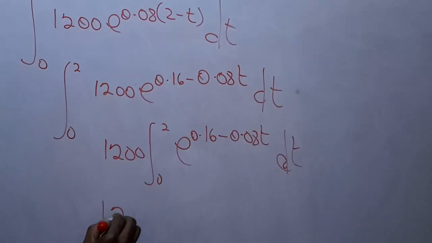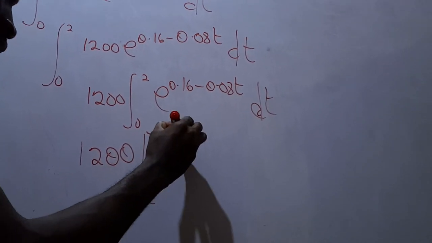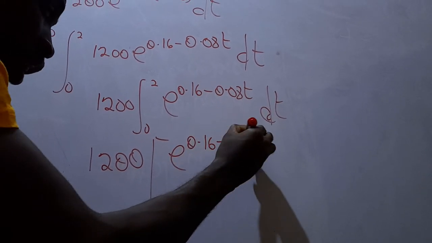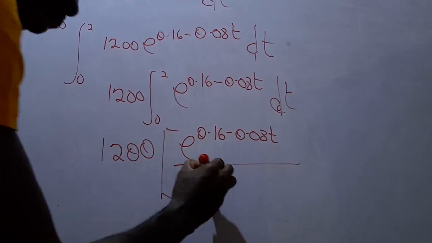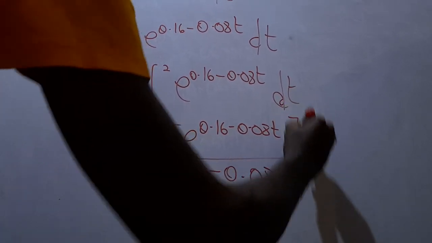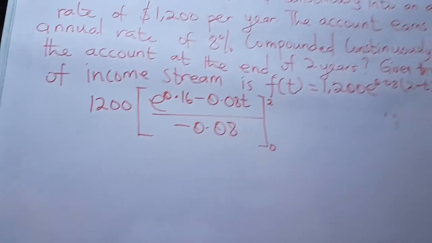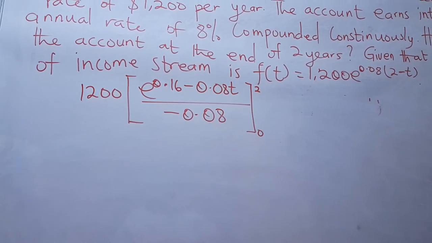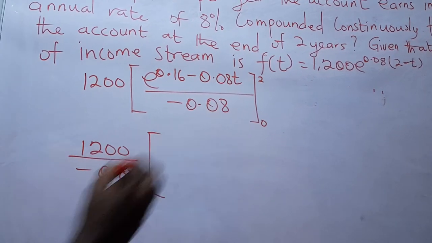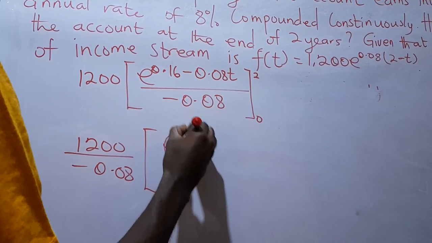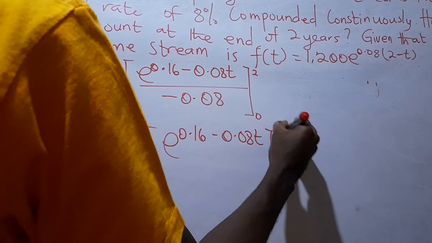So when we integrate it, we have 1,200. The integral of this will just be e exponent 0.16 minus 0.08 t over, we differentiate this, we'll get negative 0.08. So divided by negative 0.08. Then remember, this is definite integration, so from 0 to 2. Because this negative 0.08 is also constant, I can bring it out to get 1,200 divided by negative 0.08, then we have e exponent 0.16 minus 0.08 t spanning from 0 to 2.